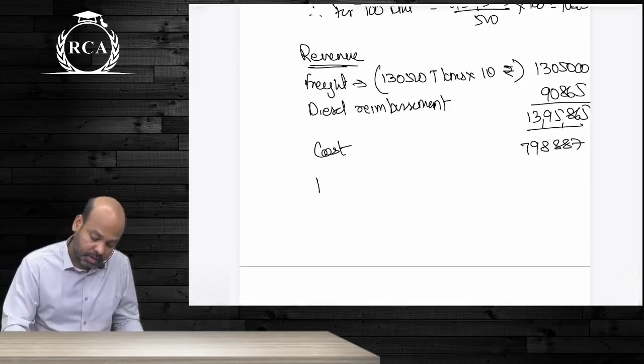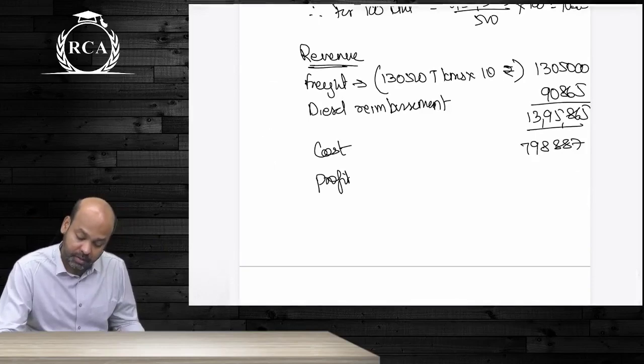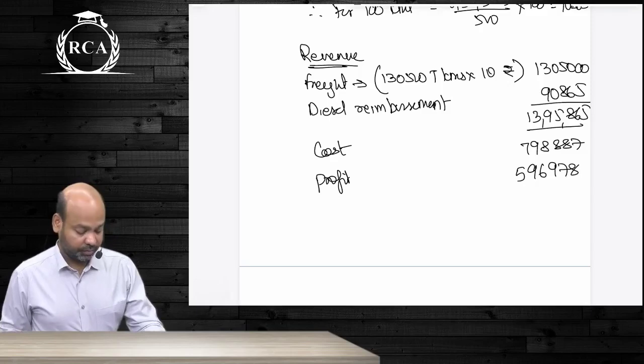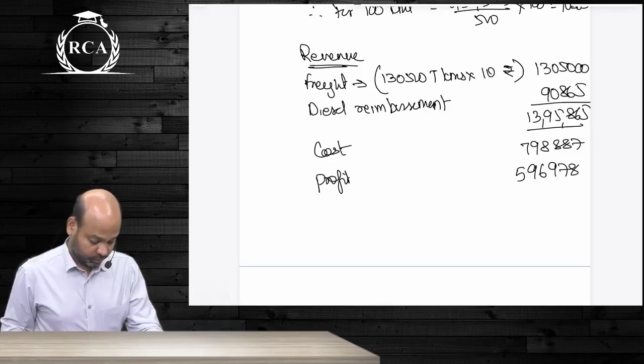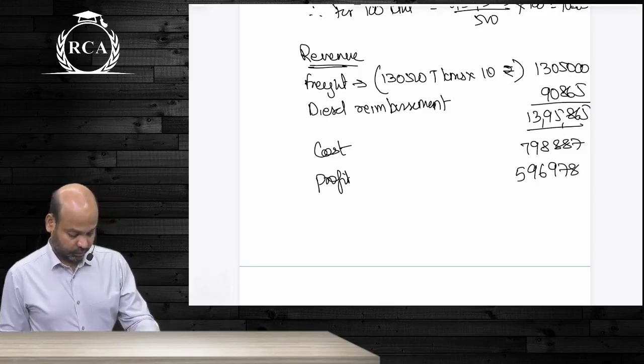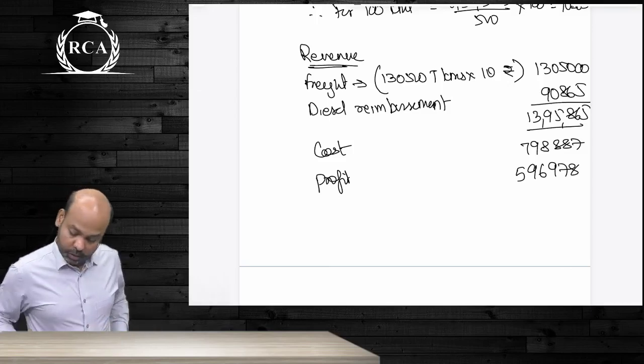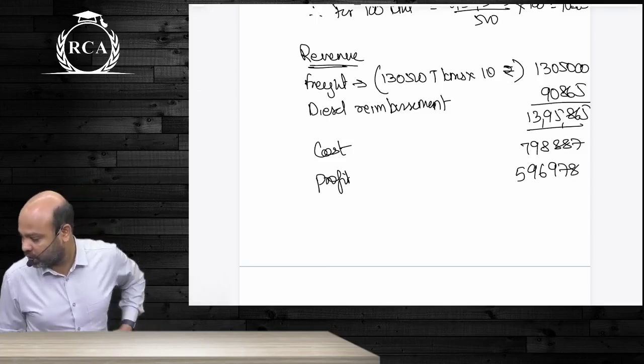अब आंसर नहीं तो आना ना. क्वेश्चन आया ना? प्रॉफिट गाइस 5,978. We got it, guys. This is the answer to the first bit. Profit is 5,96,978, guys.